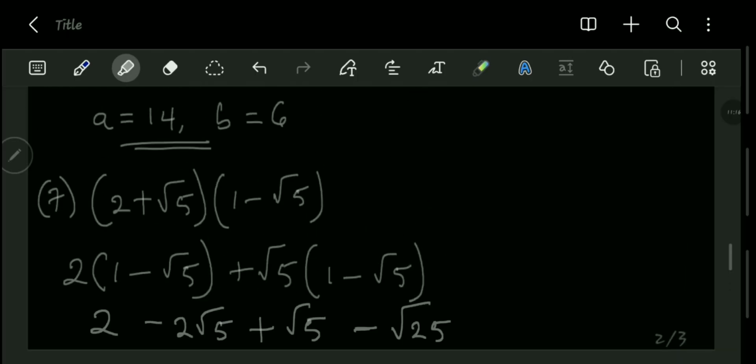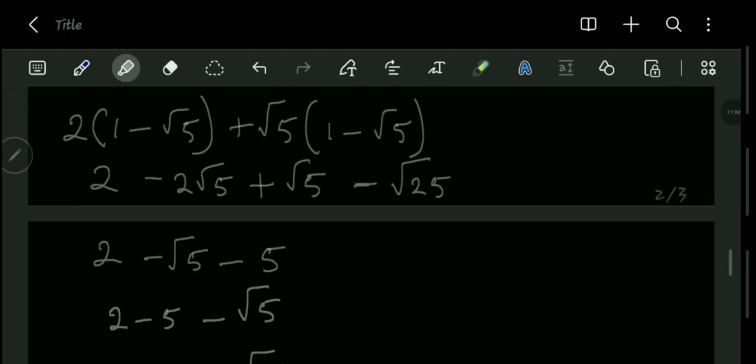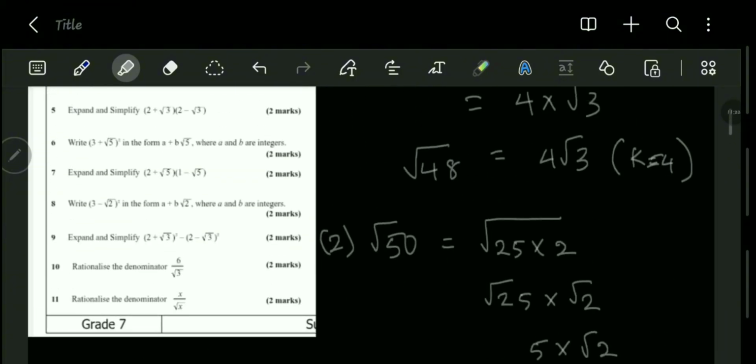And in number 8, we are told to write 3 minus surd 2 raised to the power 2 in the form of a plus b surd 2, where a and b are integers.